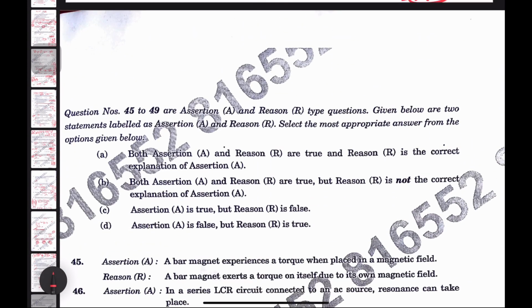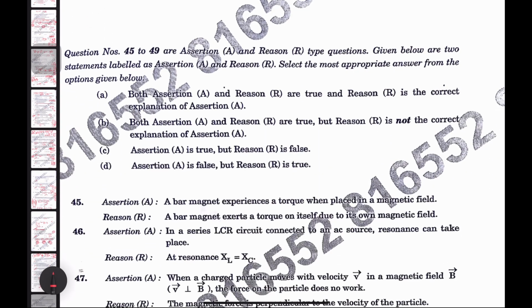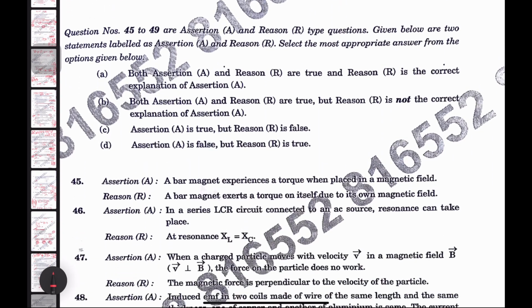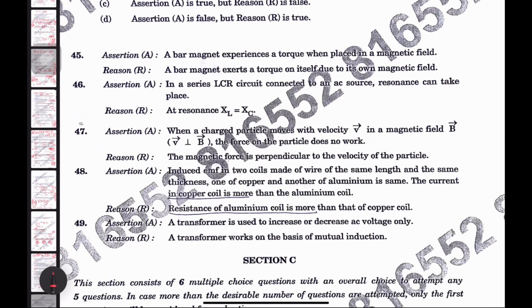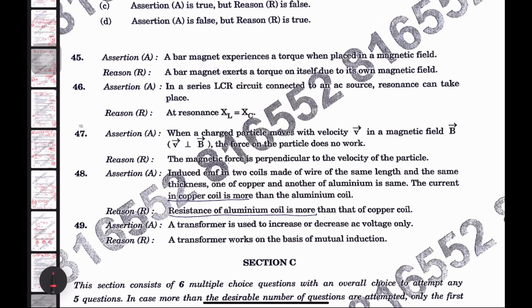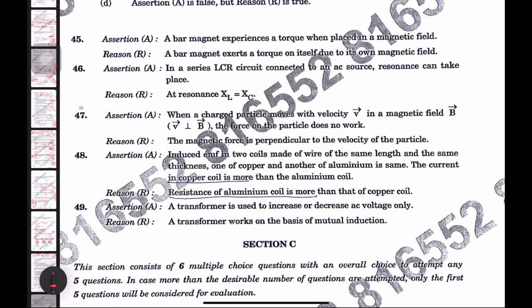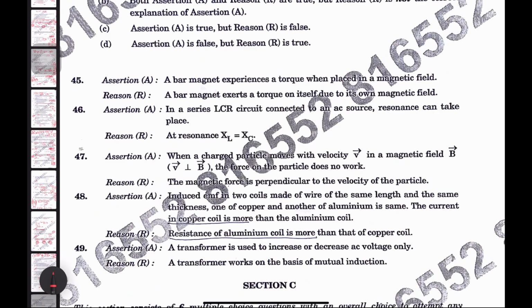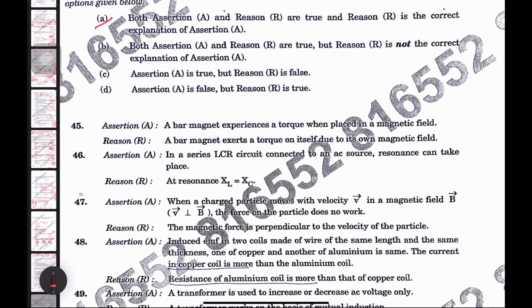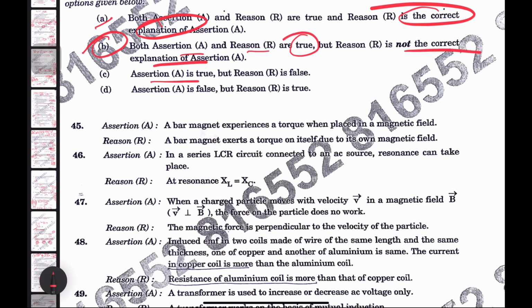So this is about section B. Now we are moving to the assertion reason type questions, which are again part of section B only. So let us discuss the assertion and reason questions. We have to write A if assertion and reason both are correct and reason is the correct explanation. We have to write B if assertion and reason both are true but reason is not a correct explanation. If assertion is true and reason is false, then option C. If assertion is false but reason is true, then option D.